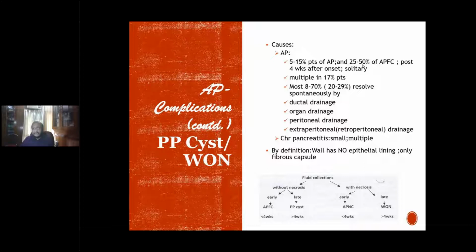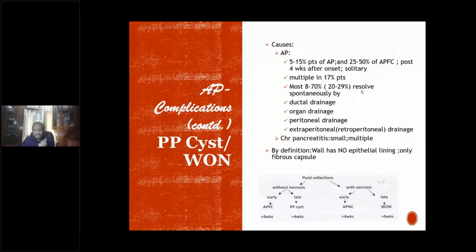Now, in acute pancreatitis, it is always solitary. Multiple in only 17% of patients, right? 20 to 29%, that means almost two-thirds would resolve spontaneously. Now, 20-29% is an average. It can vary from 8 to 70%, but you can just say that about one-third to half of patients would resolve spontaneously. That means the pseudopancreatic cyst disappears.